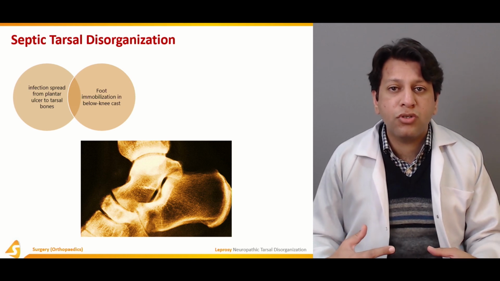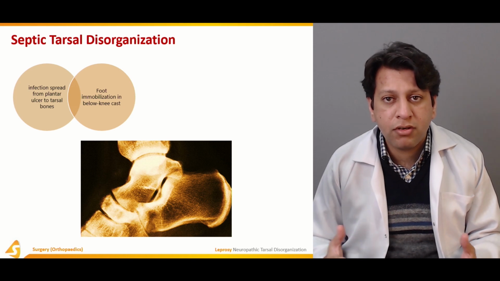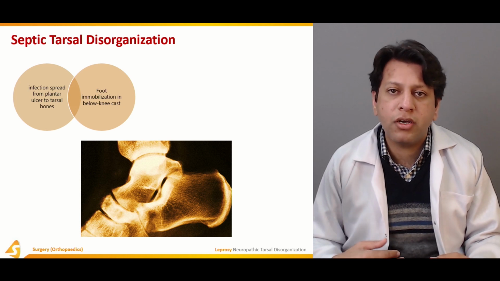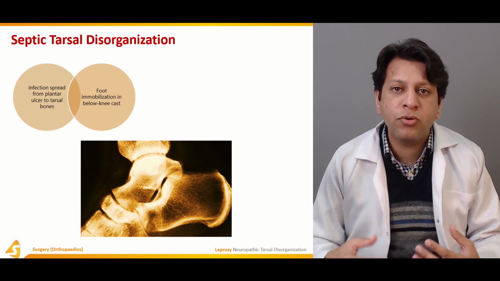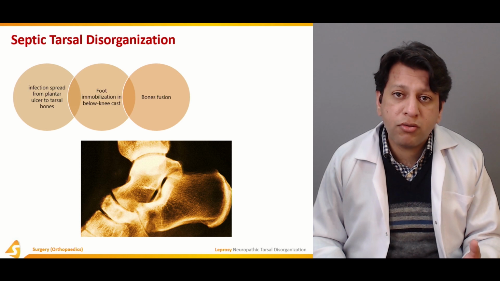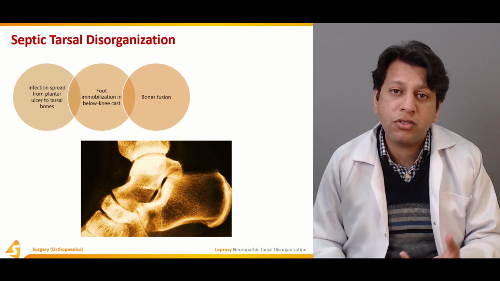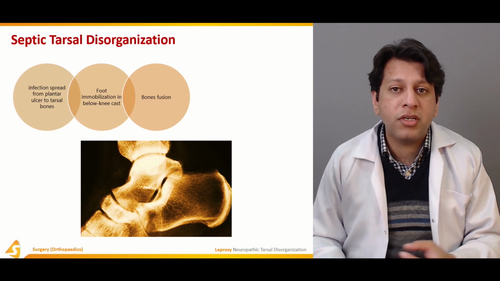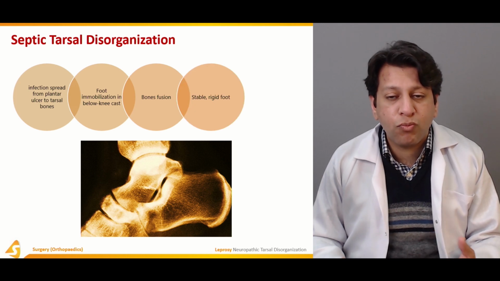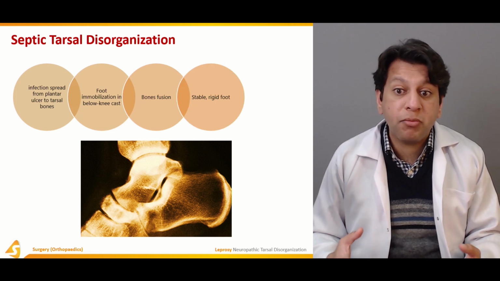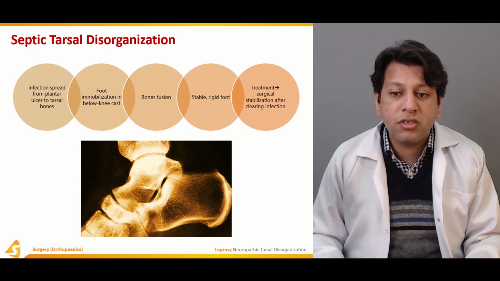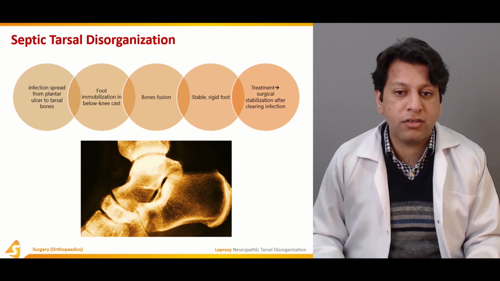But if there is no frank ulceration and no frank pus coming out, then we can give systemic antibiotics and keep the foot immobilized in a below-knee cast so that it can be given time to heal over time. Then, if it has spread over all the tarsal bones, bony fusion or orthosis is always the last option, so that the patient can get rid of the pain which is usually associated with these problems. Bony fusion also helps to give a stable rigid foot, which is required for the normal gait mechanisms. Usually the treatment is surgical stabilization after clearing of infection.